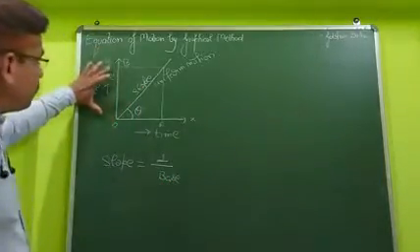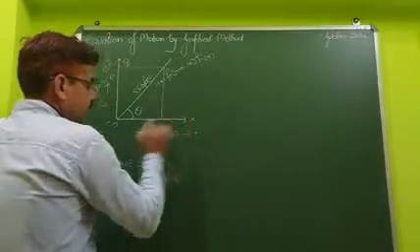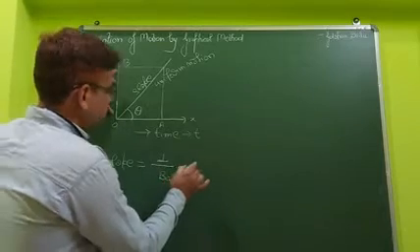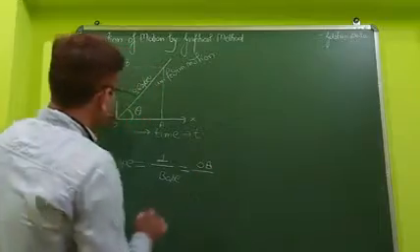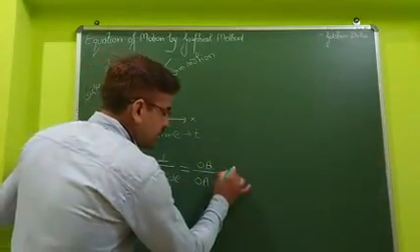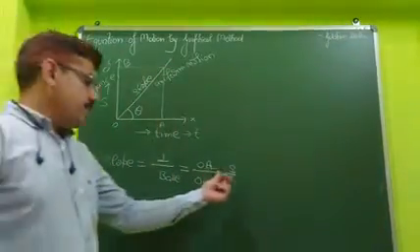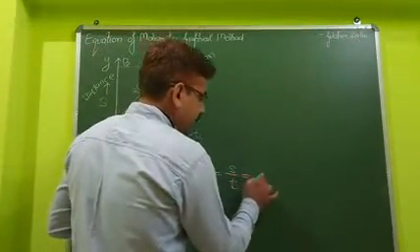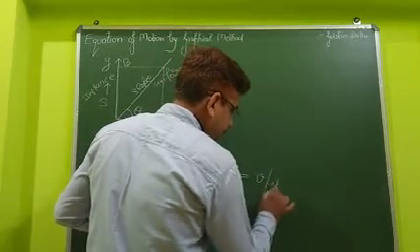So what is the perpendicular? The perpendicular is distance s, and along this direction we have taken time. So the perpendicular is OB over OA, that is distance over time. So slope is equal to distance over time. And you know that distance over time is nothing but speed, that is v. That is called speed.